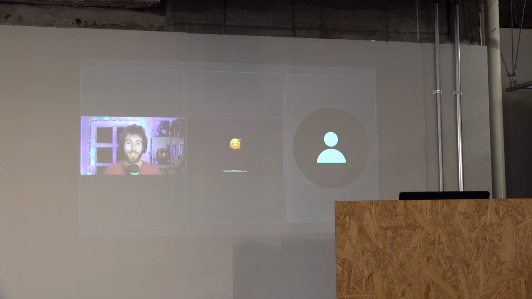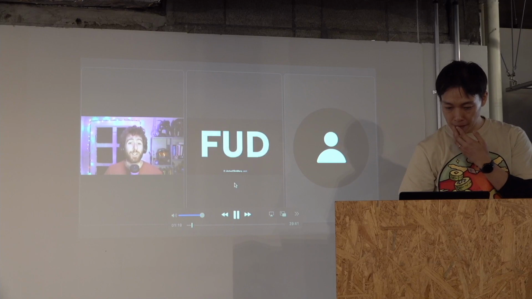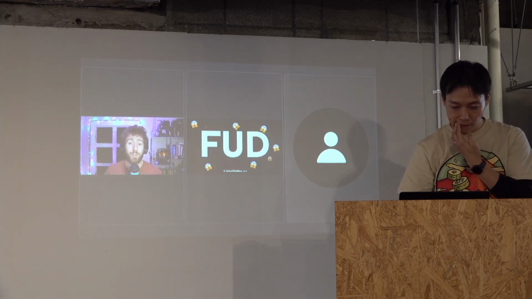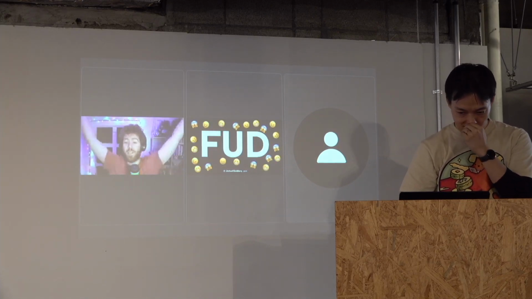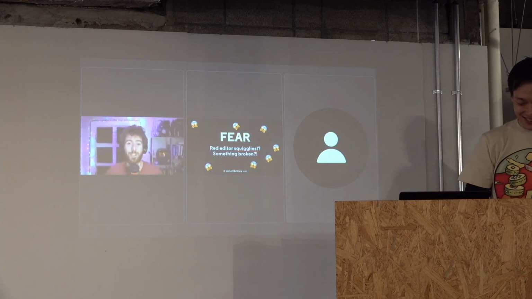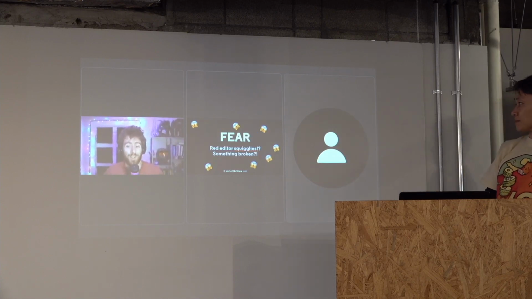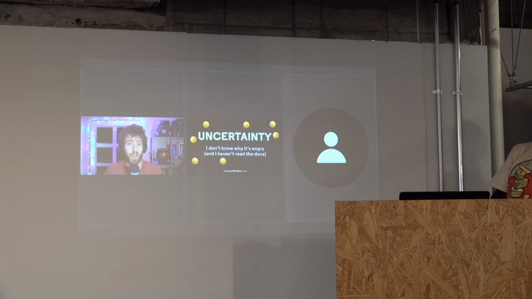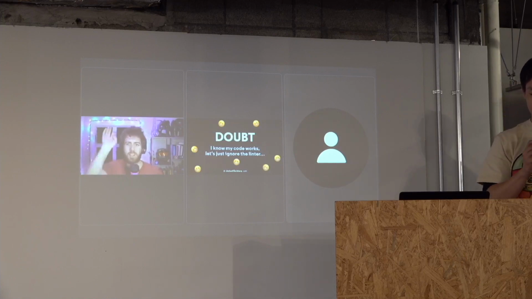Some folks feel a little less positive when the linter gives them a squiggly and they then have to spend a bunch of time figuring out. Now, I categorize a lot of folks, including sometimes my reactions, under the lovely phrase fun, fear, uncertainty, and doubt. Fear: red editor squigglies, something is broken. Oh no. Uncertainty: I don't know why it says it's broken, and I certainly haven't been able to find out. Doubt: I know my code works. I'm just going to silence the linter, ESLint disable, TS ignore, whatever.